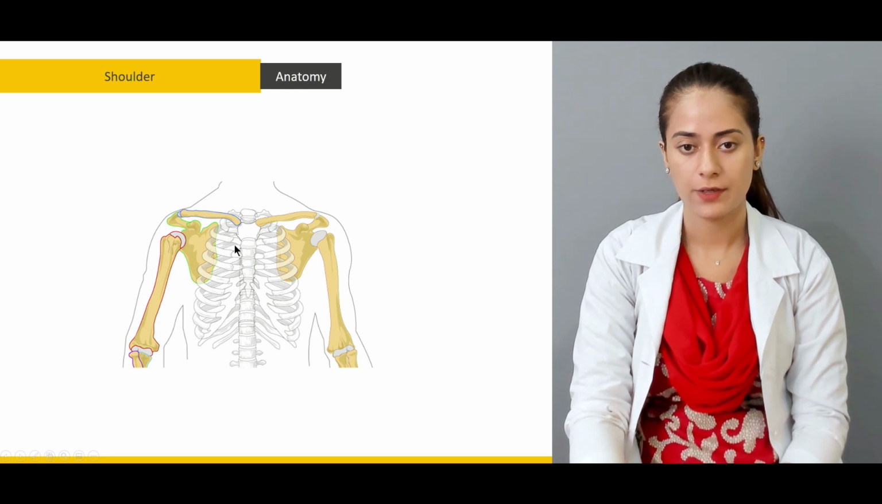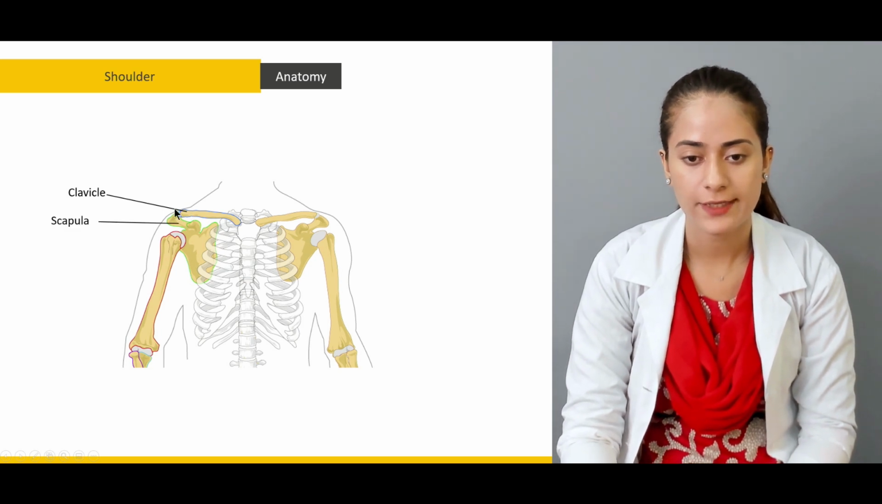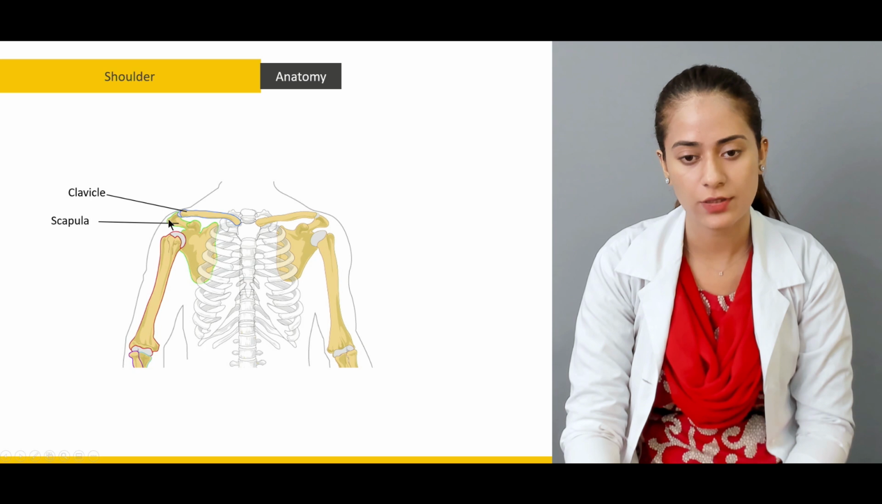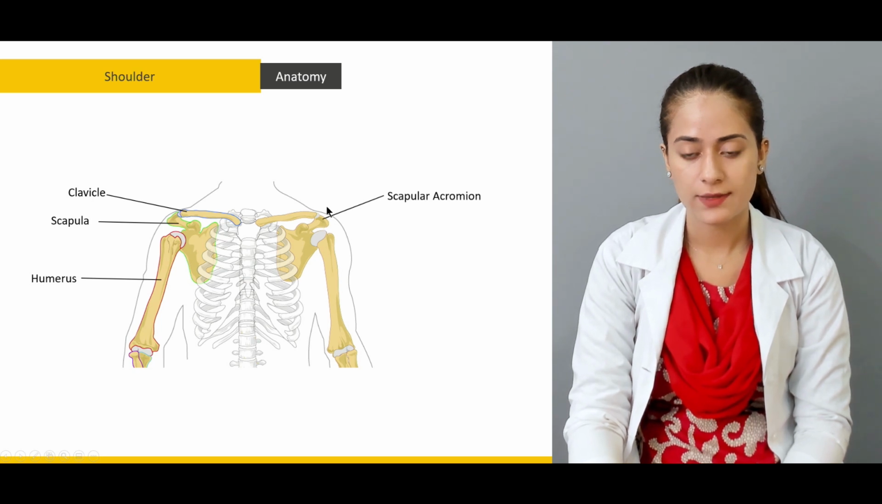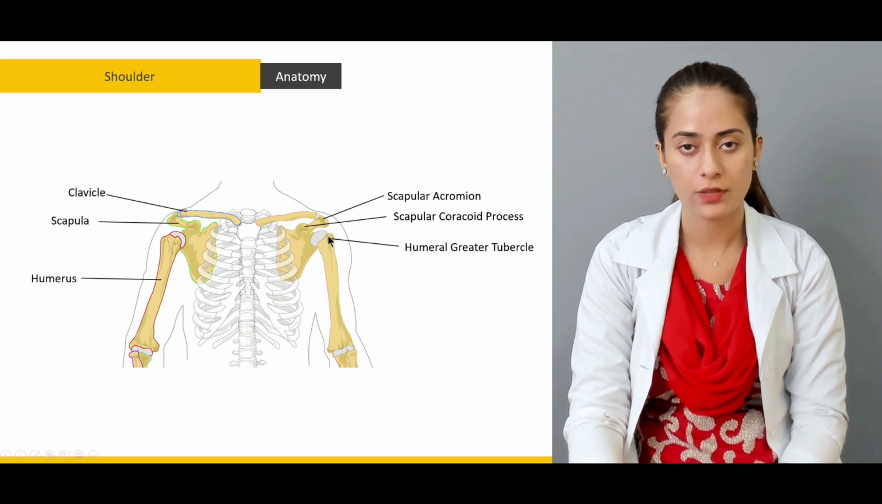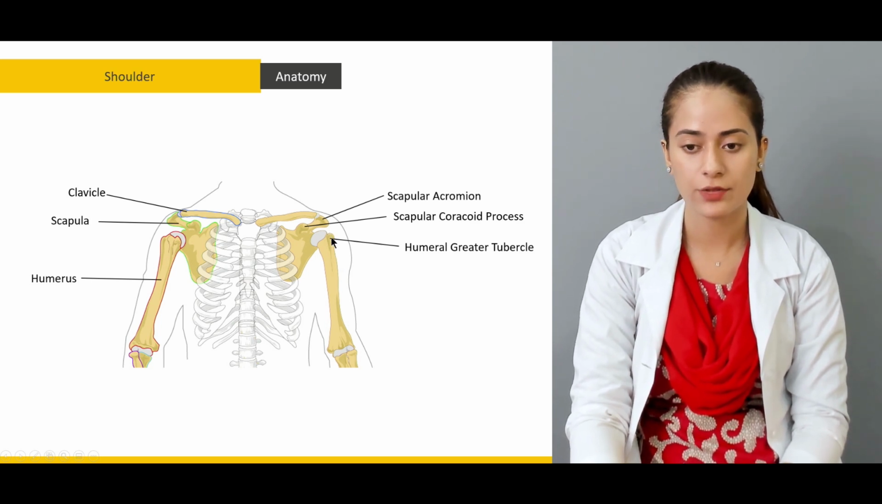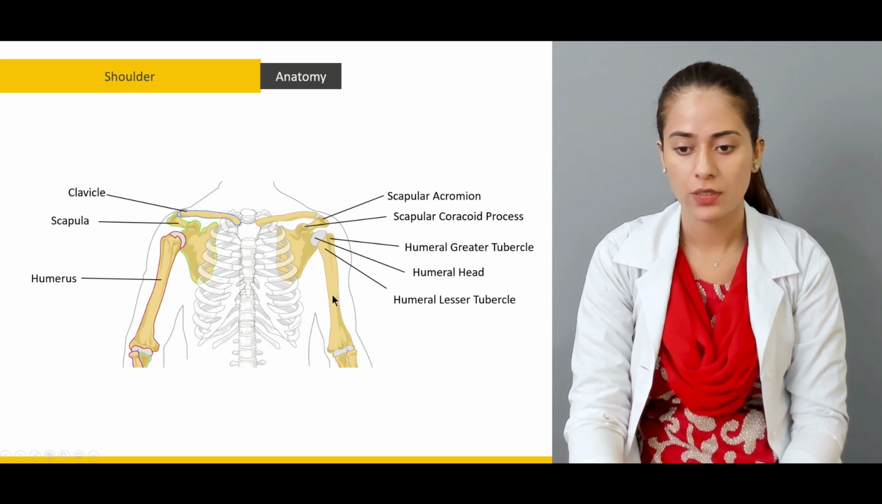So let's move forward. This is the clavicle. Like I said, this is the scapula, or actually this is the acromion, and this entire part is the scapula. This is the humerus, the acromion process, the coracoid process, the greater tubercle of the humerus, which is an insertion point for the rotator cuff tendons, the humeral head, and the humeral lesser tubercle.